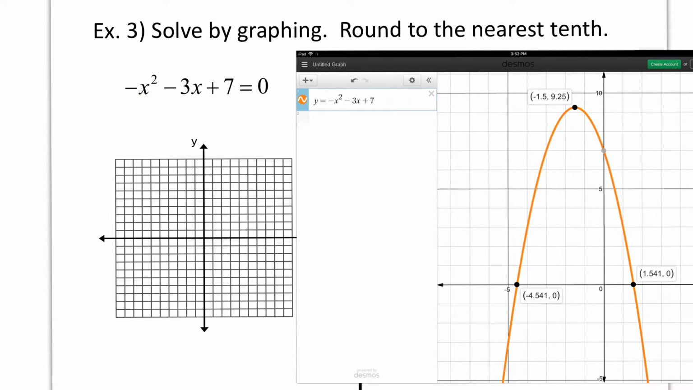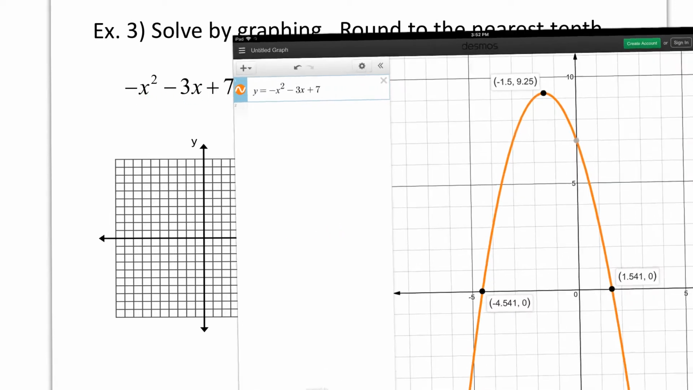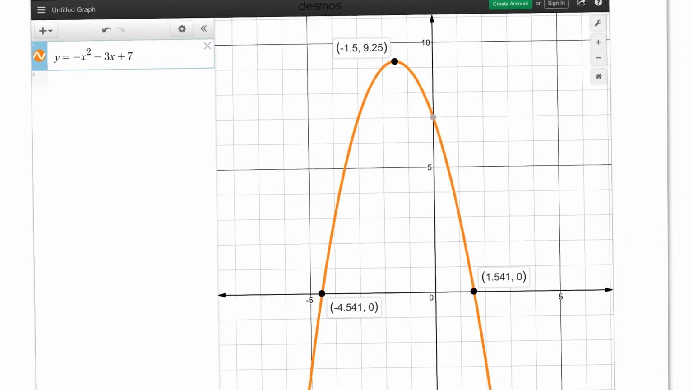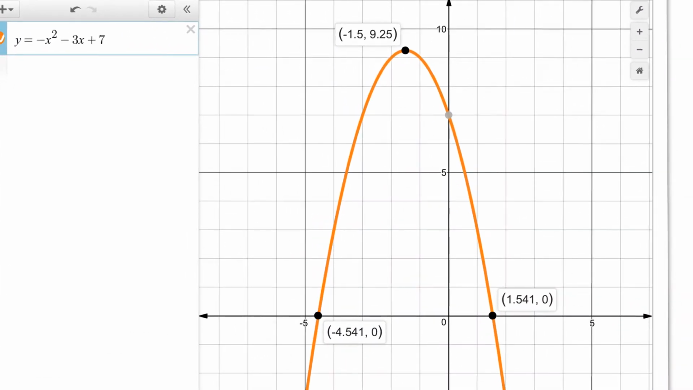So I'm going to show you the graph here, and when you look at the x-axis, you notice that the parabola is crossing that axis. The x-axis is here. We have 2 points here, and decimals, that's what's nice about this app. It gives you the actual value of those x-intercepts, or where the parabola touches the x-axis. One of them, this one, is at negative 4.541, and this one is 1.54. So we have our two answers, and we want to round to the nearest tenth, which means one number after the decimal.